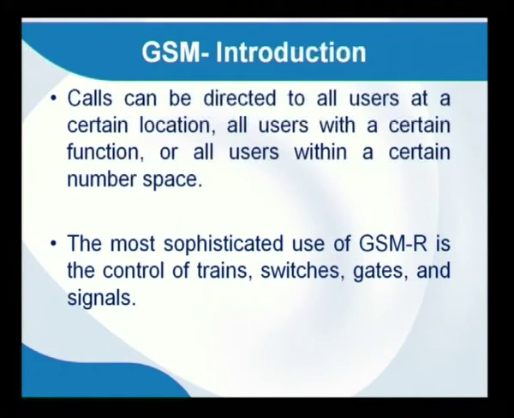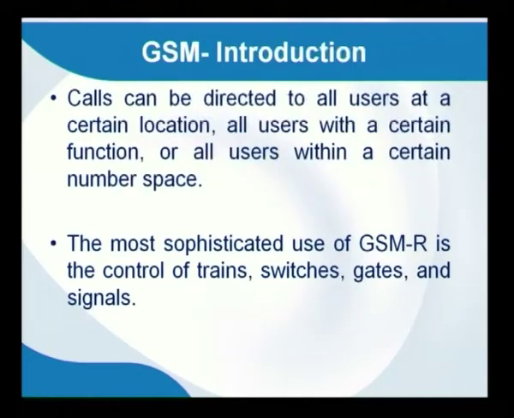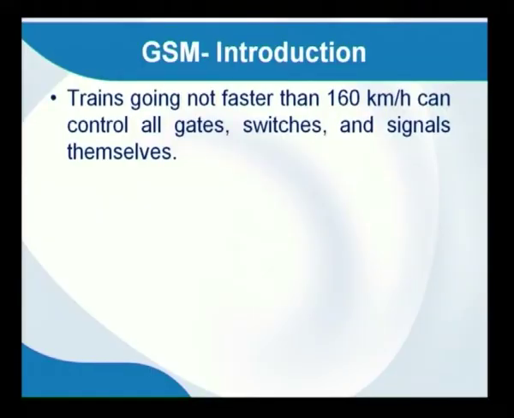So the drivers themselves can control the trains, other trains, and the switches, gates and signals. Also, the control room can control all these things. So it is a very sophisticated feature provided by the GSM-R. GSM-R provides a constraint that trains running at less than 160 kilometers per hour can only use these facilities. So they can control the gates, switches and signals.